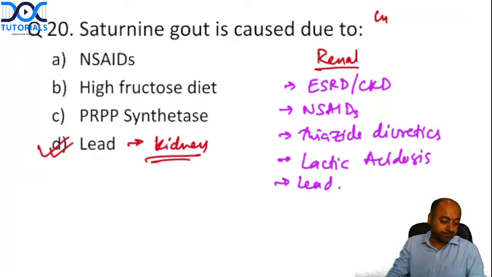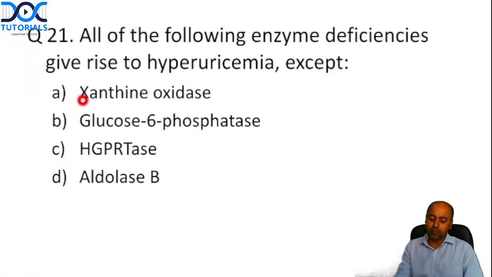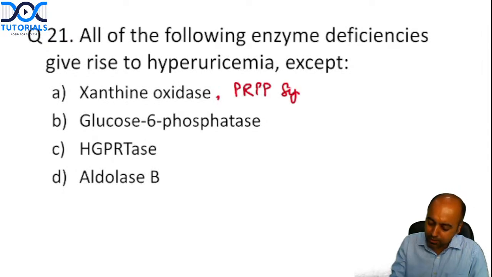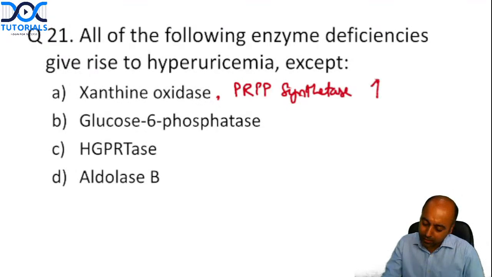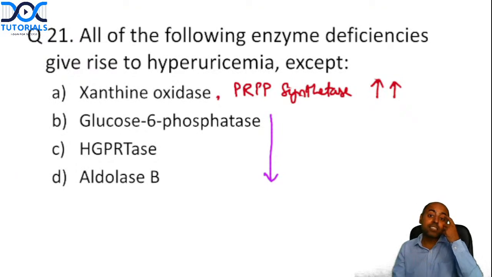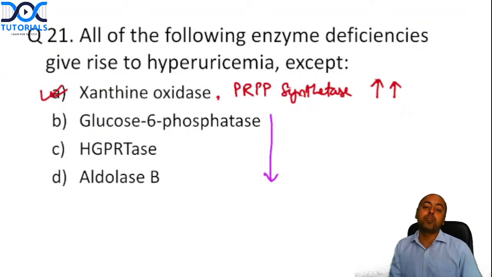Okay. Now this is a trick question, very tricky. All the following enzyme deficiencies give rise to hyperuricemia, except... you can see multiple options are there. Please note xanthine oxidase and PRPP synthetase will cause hyperuricemia when their activity is increased. On the other hand, the other three enzymes will cause hyperuricemia when their activity is decreased. So here the answer is xanthine oxidase or the PRPP synthetase.